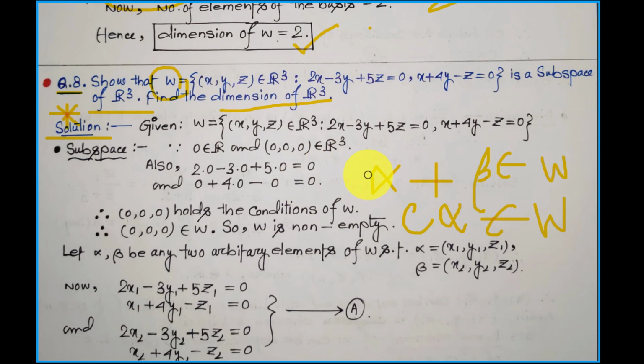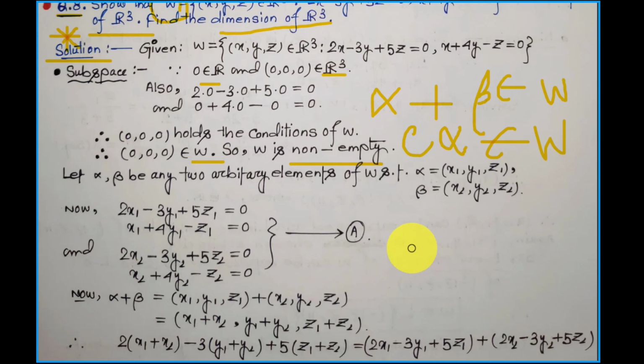First we have to show that this set W is non-empty. How? See, 0 is a real number, and (0, 0, 0) belongs to R3. Now 2 times 0 minus 3 times 0 plus 5 times 0 equals 0, and 0 plus 4 times 0 minus 0 equals 0. This means (0, 0, 0) satisfies both conditions of W. So we can say 0 belongs to W, because to be an element of W, the element should satisfy the conditions of W. So (0, 0, 0) belongs to W, and W is non-empty.